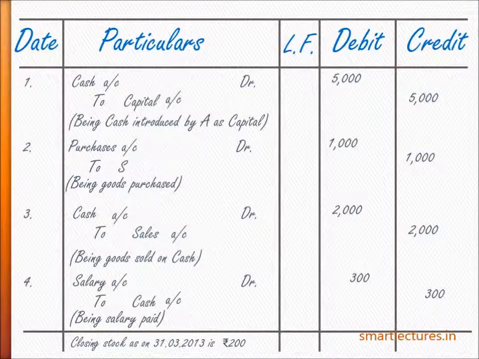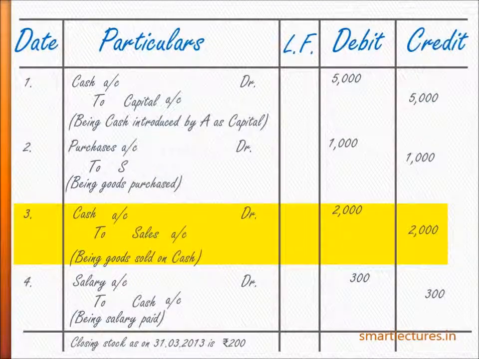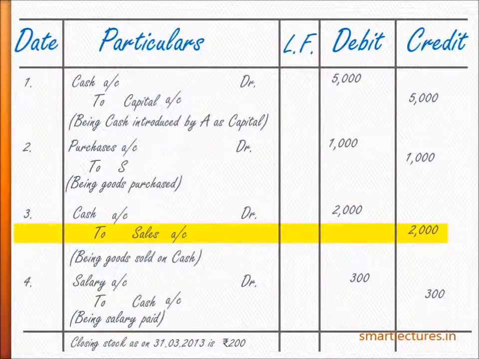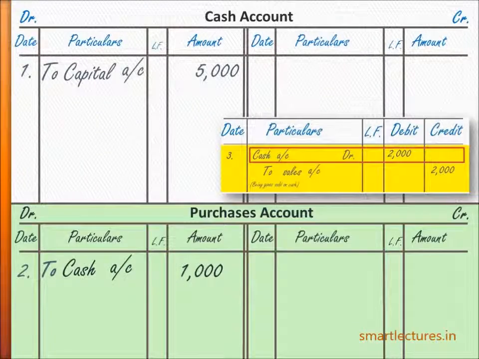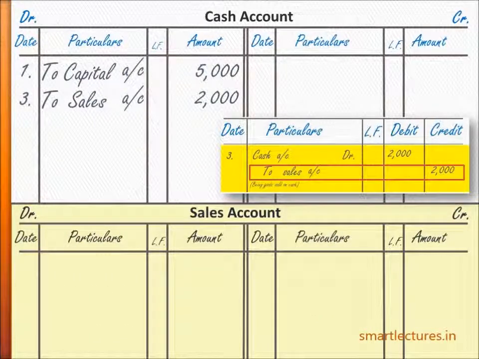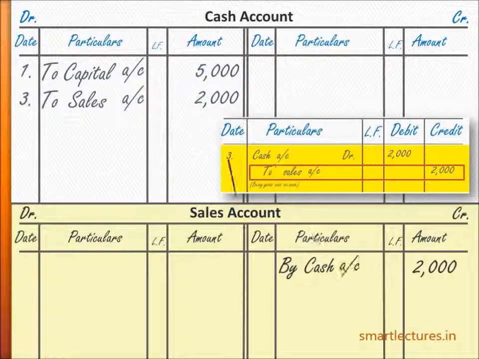Now the next journal entry, cash account debit to sales account, means debit cash account and credit sales account. So come to the cash account. On the debit side, I mean to say on the left hand side, 'To sales account' rupees 2,000. Now move to the sales account. 'By cash account' rupees 2,000. So in this way, cash account has been debited and sales account has been credited by rupees 2,000.